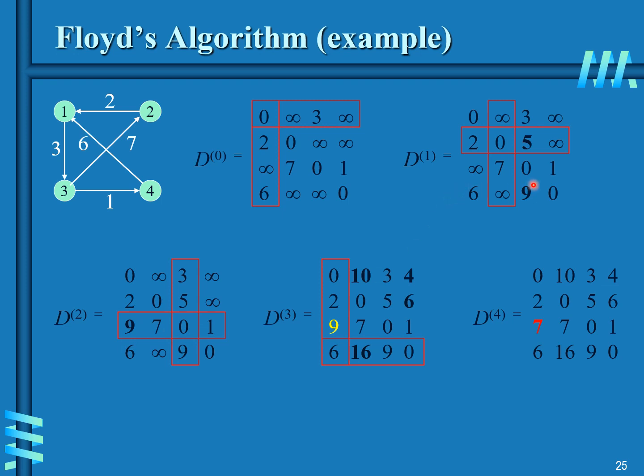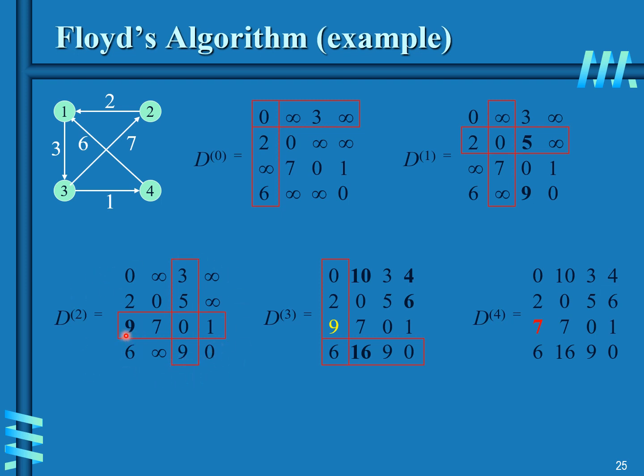7 as such, 0 you cannot modify, 1 you cannot modify. When you come to this 6, here infinity, here 2, there is no change. Infinity as such, 9, again here 5, here 6. So 6 plus 5 is 11. When you compare with the previous distance, it is 9, which is less. So the 9 as such 0. So you have constructed D of 2.